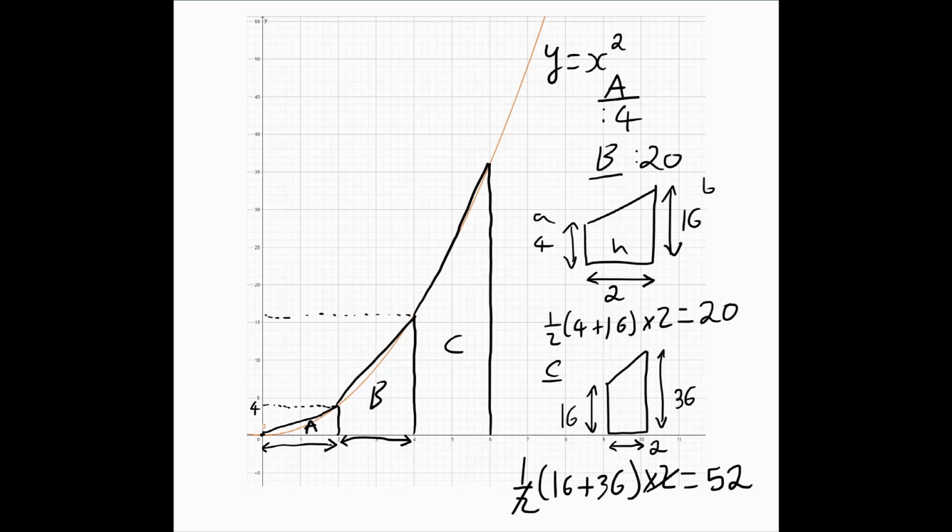To work out the total area, I just need to add up these individual areas. So I have 4, 20, and 52. So that will give me 24, 76. That will give me 76 square units. So my answer would be 76.